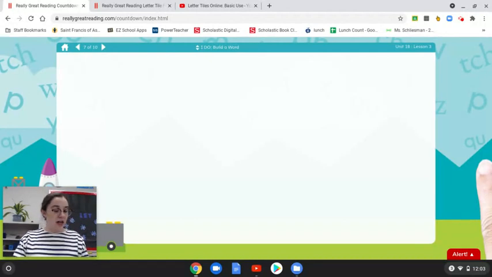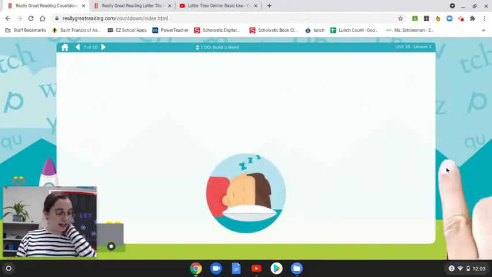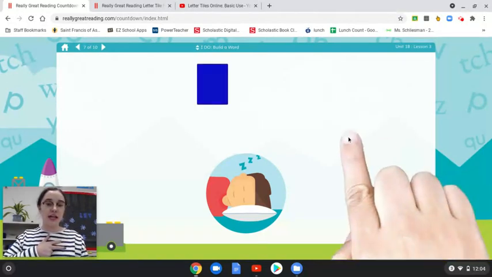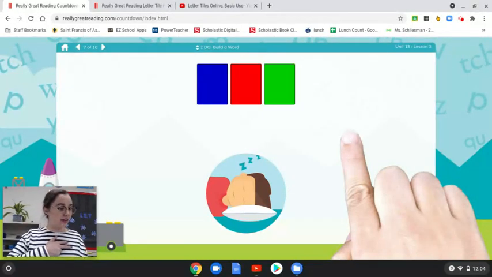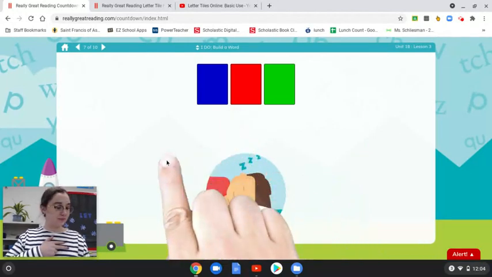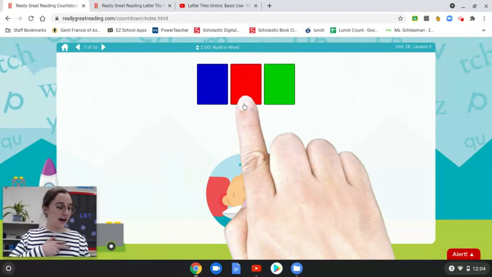So let's build the word in real life, okay? The real word nap, as in I need a nap because I am so tired. Nap. N-a-p. Nap. I heard 3 sounds in nap. N-a-p. Nap. I see 1 vowel letter in nap. So when I hear a vowel sound in that word, it's going to be the red tile.